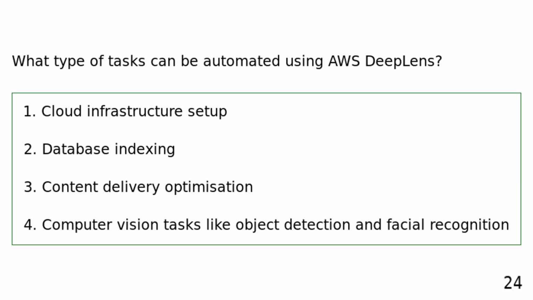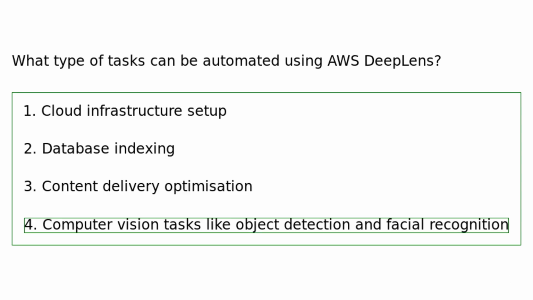What type of tasks can be automated using AWS DeepLens? Cloud infrastructure setup, database indexing, content delivery optimization, computer vision tasks like object detection and facial recognition. AWS DeepLens can automate computer vision tasks such as object detection and facial recognition through real-time video analysis.